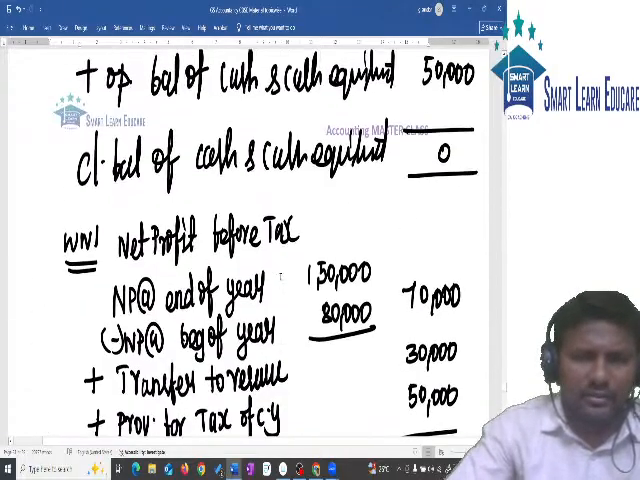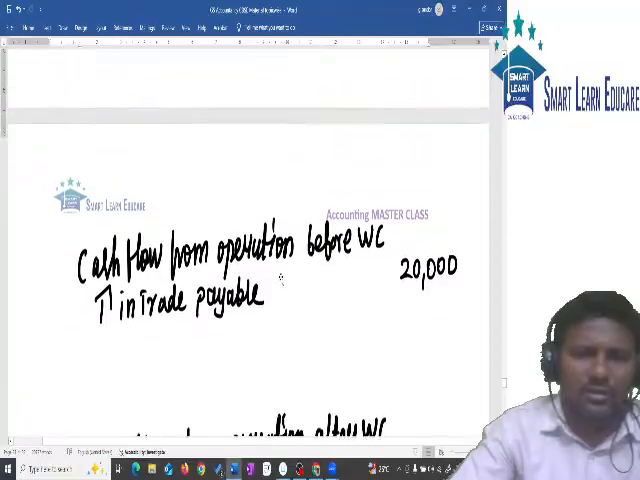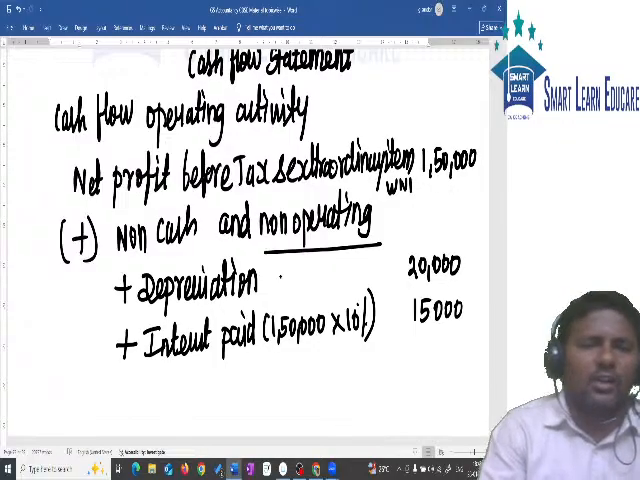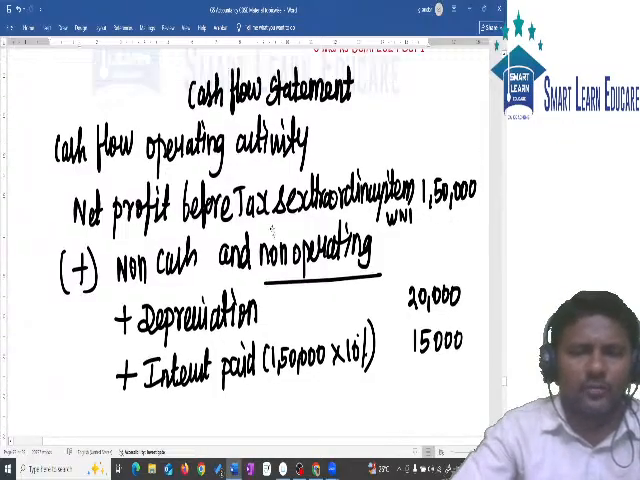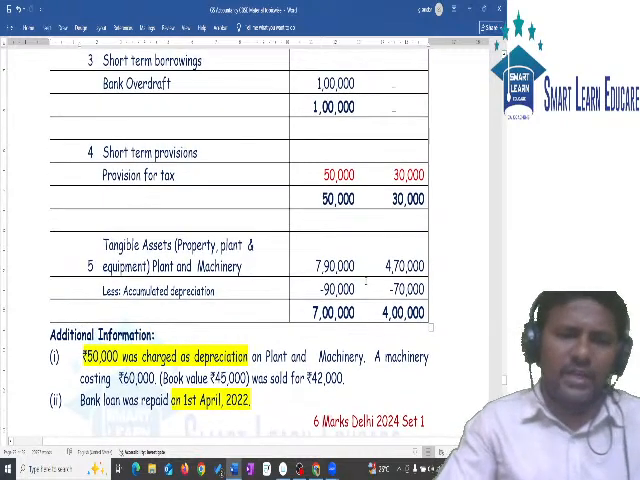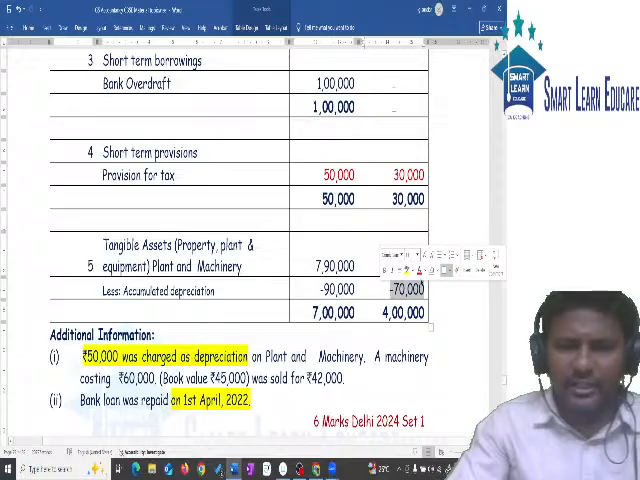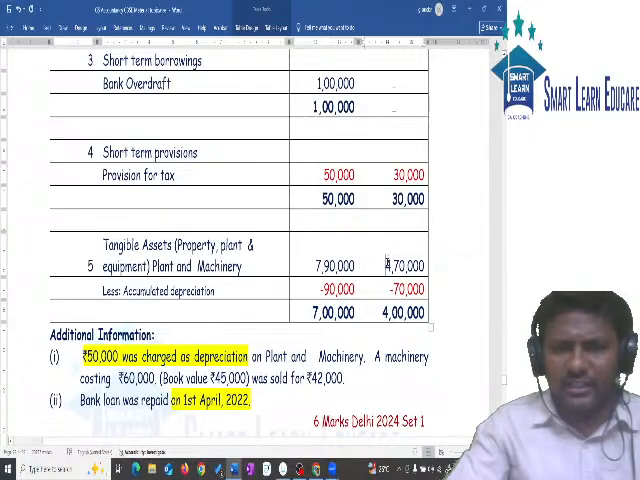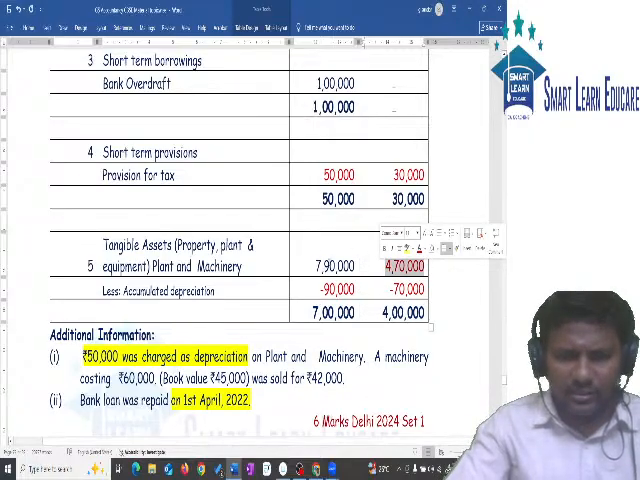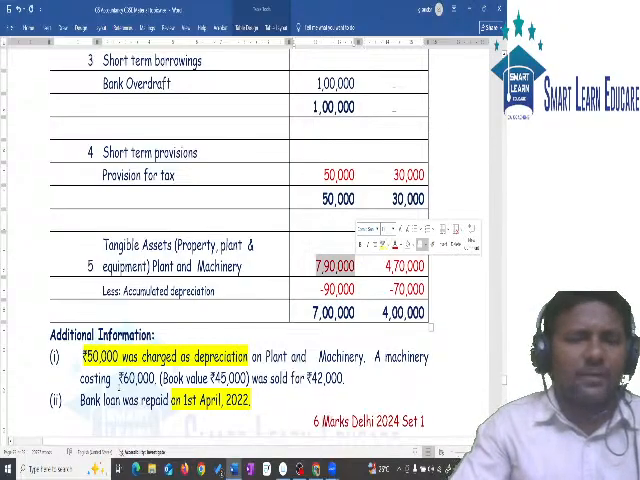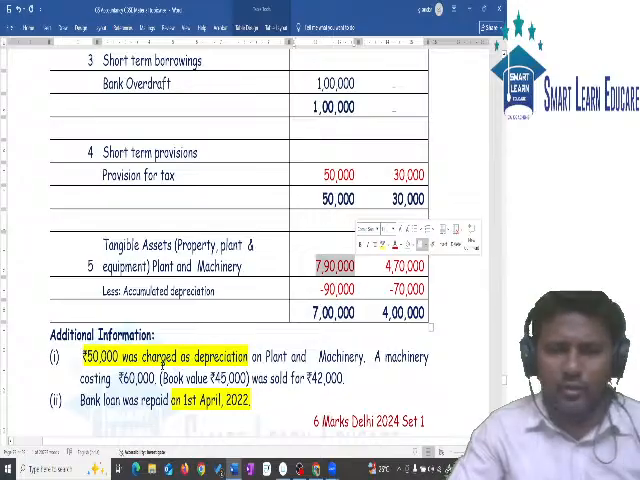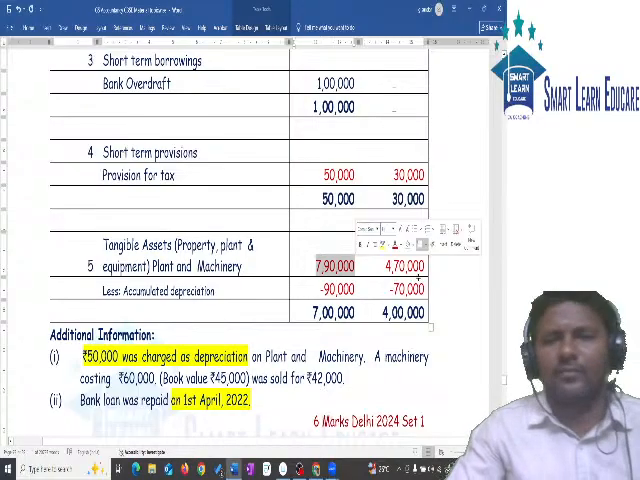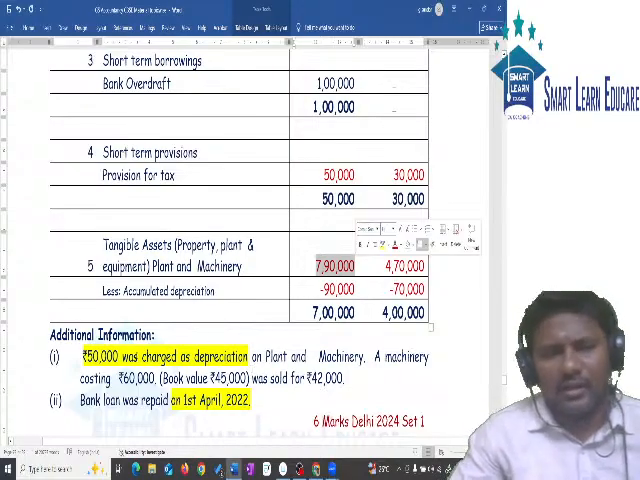Next, this depreciation will come in one more place. Non-cash item, so it should be added back. In cash flow from operating, 20,000 should be added back. Opening balance of provision 70 is considered. Closing balance of provision is considered. Opening balance of asset is considered. Closing balance of asset is also considered. Depreciation will come in two places. One is in operating, where it should be added back. Another one should be considered in the working note.